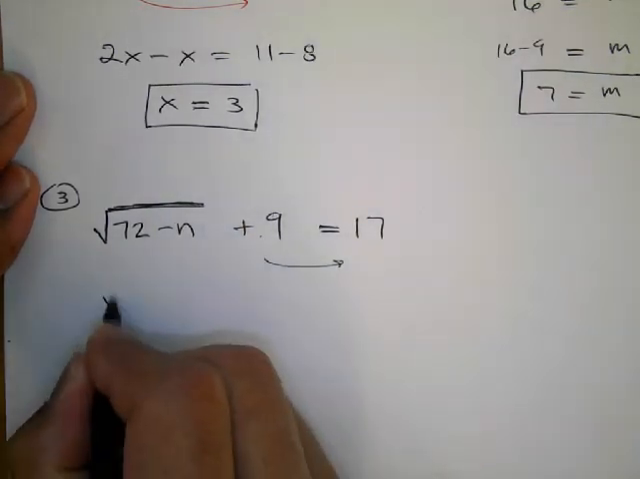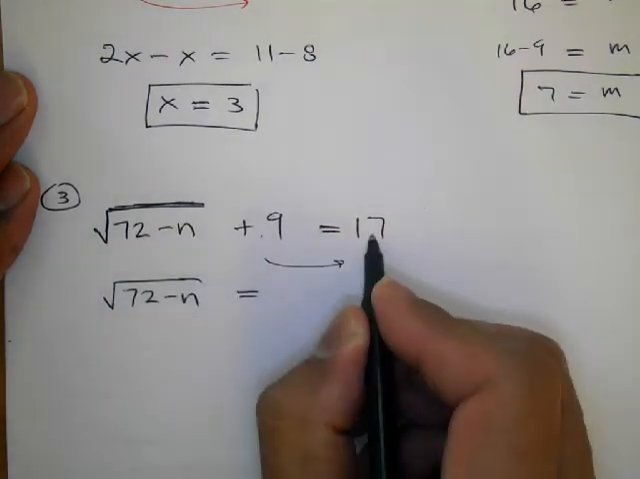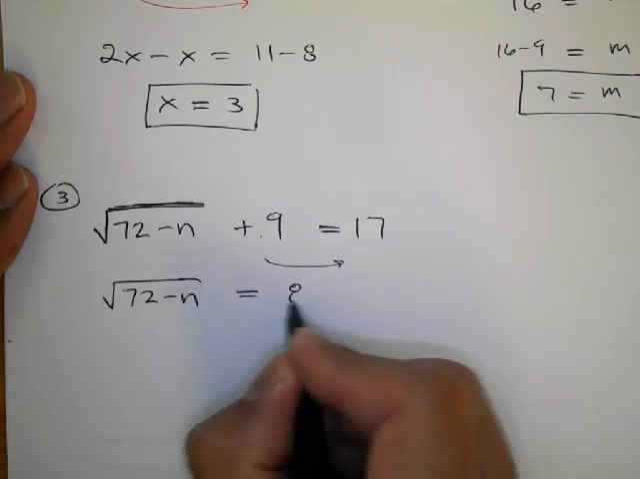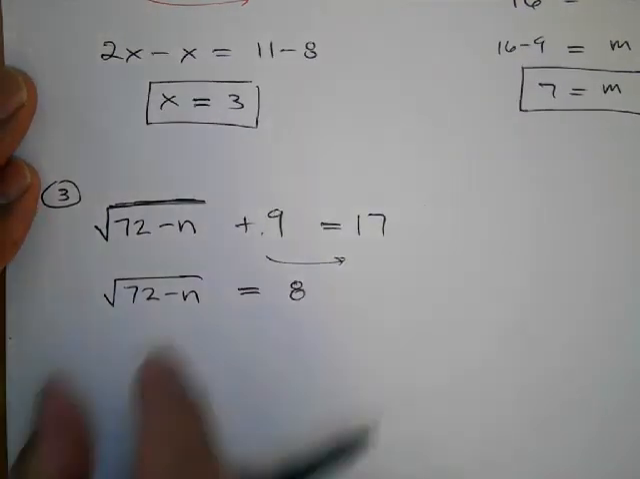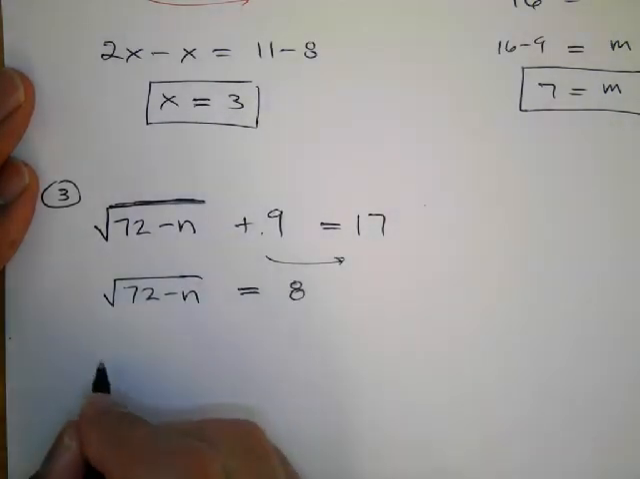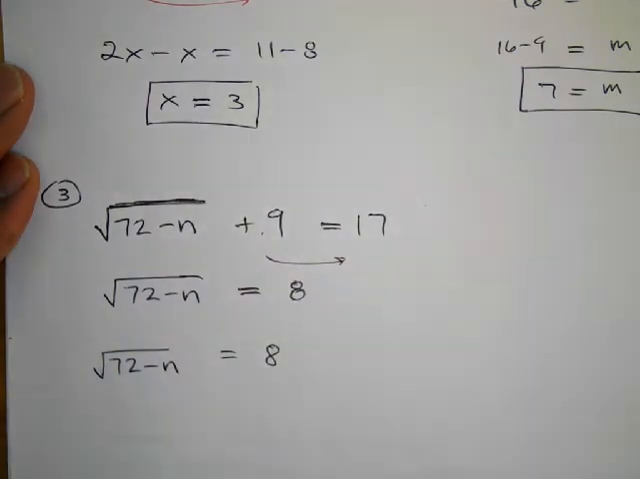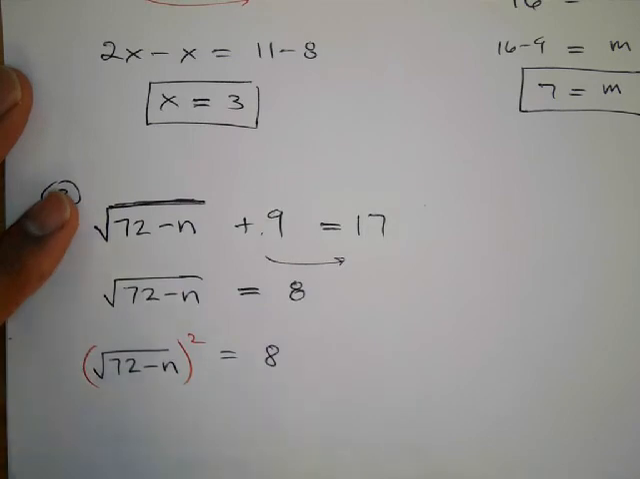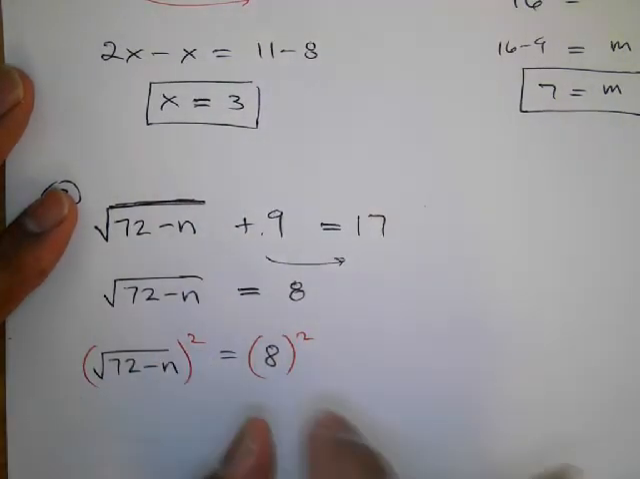Okay, so we're going to move this positive 9 to that side. So that's going to be the square root of 72 minus n is equal to 17 take away 9, which is 8. See, now this is ready for me to undo the radical. How do I undo this radical, the 72 minus n? Well, it's only a square root, so I square it. If it was a cube root, you'd cube it.